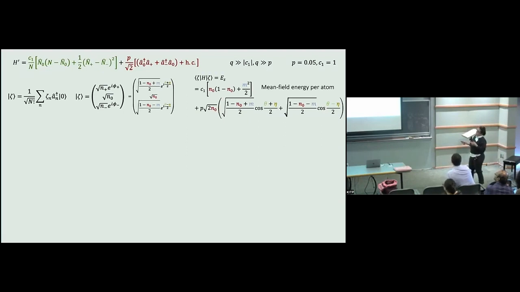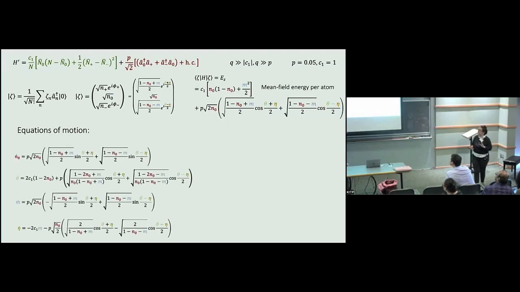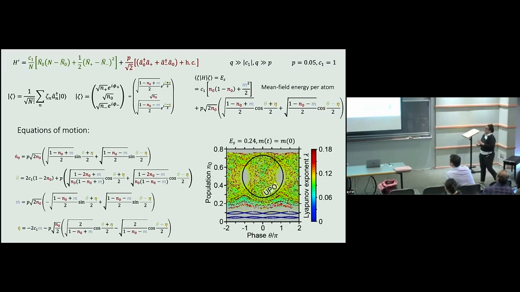These variables are: N0, the number density for the spin 0 atoms; M, the magnetization density; and then there are 2 relevant phases here, theta and eta, okay? So by writing down the Lagrangian, we can derive the equations of motion, and then it has a 4-dimensional phase space. We need to solve this numerically at this point to see the Poincare sections. So this is a Poincare section that we'll be focusing on.